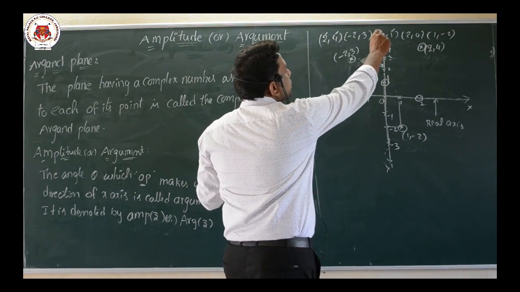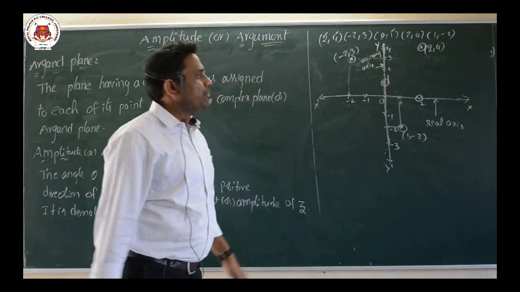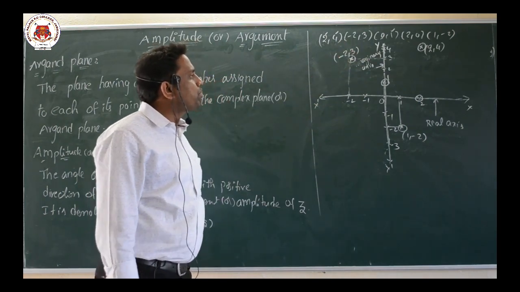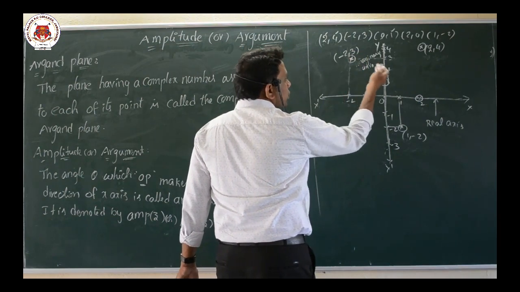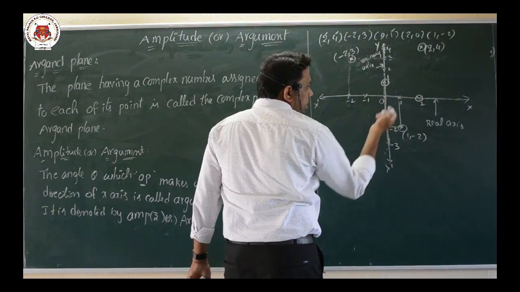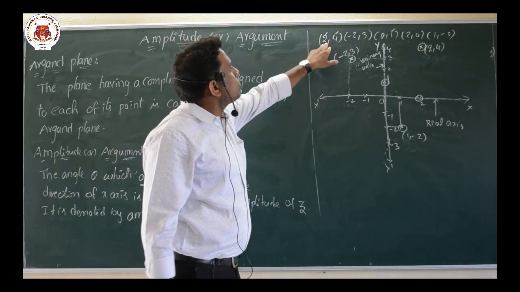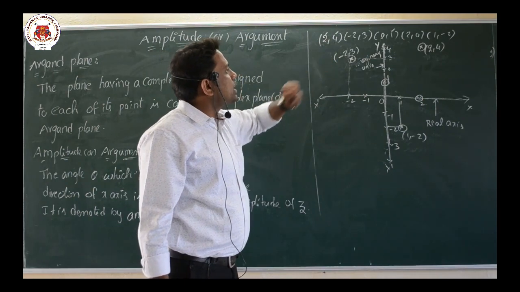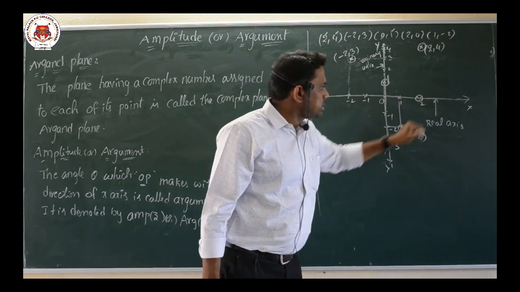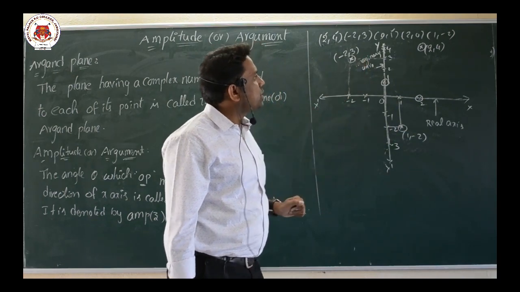So all these ordered pairs, I am pointing in this two-dimensional coordinate system or coordinate plane. Here one point is here, one point is here, one point on the y-axis, one point on the x-axis. Always the starting one is the x. X means real value, and this is the imaginary value. So this x-axis is called the real axis, and this y-axis is called the imaginary axis.